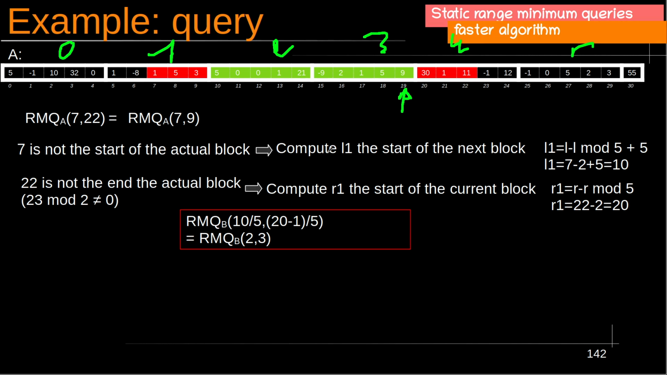So we can say that SMRQ of A from 7 to 22 is equal to SMRQ of A from 7 to 9, union, because 9 we can find using L1, which is the start of the next block, minus 1 gives me the end of the current block on the left side. Union the SMRQ of B from 2 to 3 using the Sparse table. Union the SMRQ from 20 to 22, where 20 is the start of the current block on the right side, and 22 is the right boundary.